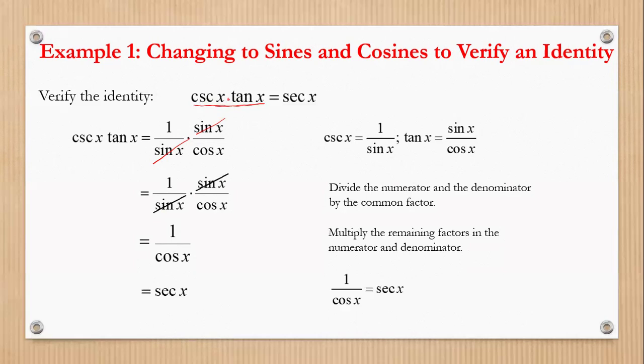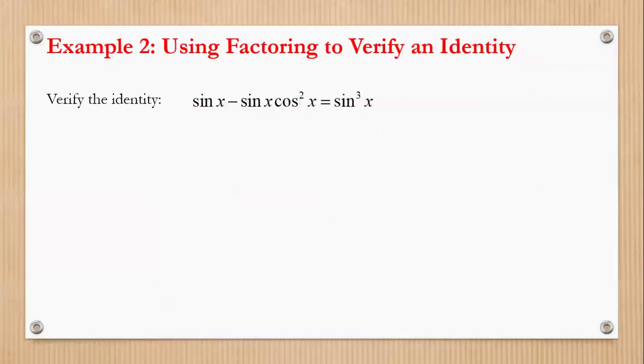Okay, I'm done. I started from the left side, replaced identities, simplified, and I ended up at the right side. And I showed that the left side is equal to the right side. This is how we verify any identities. Let's look at another example. So we have this identity and we want to verify the identity by using fundamental identities.